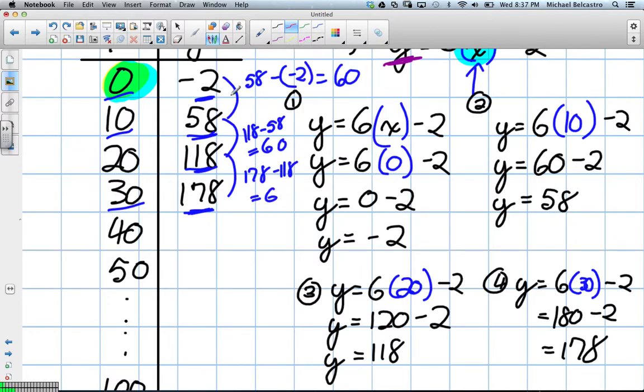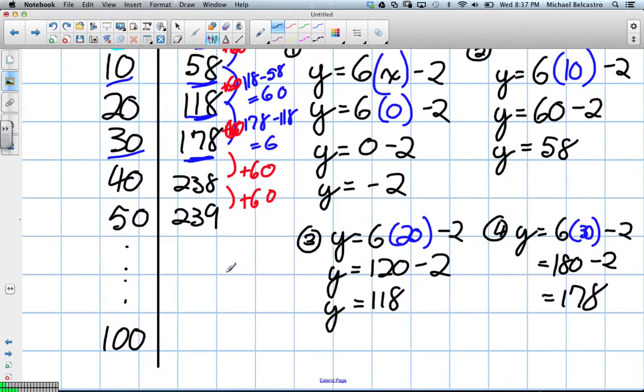So what's happening is this is going up by 60 every time. So I actually don't need to continue all these equations. I know the next one's going to go up by 60. So that means this is going to be 238, and we add 60 here. I think it's going to be 298, okay? So I can continue that pattern because it's linear. Linear functions have a constant rate of change. They constantly go up, the rise over run being the same.